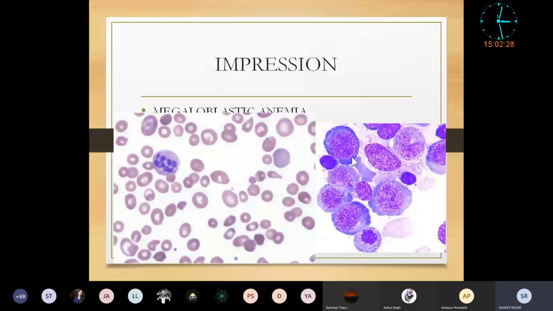That means these erythroblasts will not mature to RBCs, and they will die within the bone marrow itself. So the bone marrow will be packed with these type of megaloblast and the dead erythroblast. So that will occupy the space so that there will be bicytopenia or pancytopenia. Okay. Now the sixth one.